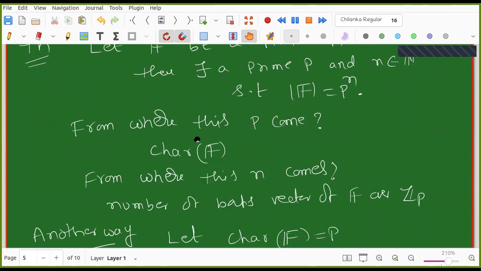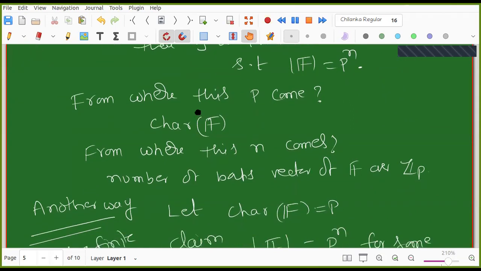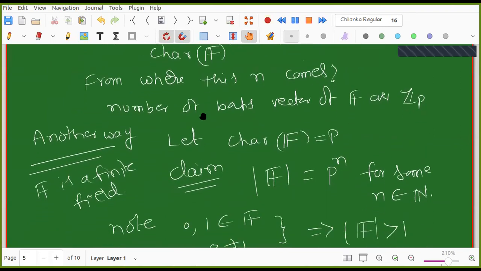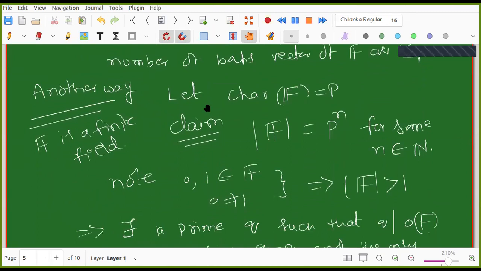Yeah. So this p comes from the characteristic, and this n comes from the number of elements in the basis, right? So we discussed another way to look at why a finite field has p to the power n elements. How do you prove it? First we showed that the characteristic of F is p. Then we need to show that a finite field has p to the power n elements. How did we prove it? First of all, every field contains at least 2 elements, 0 and 1. So the cardinality of F is greater than 1, right?